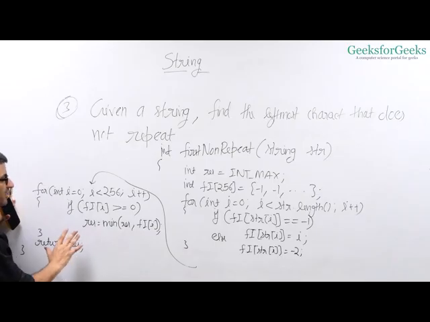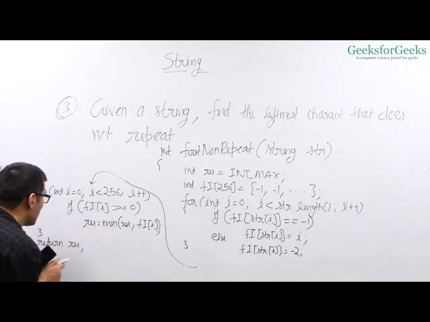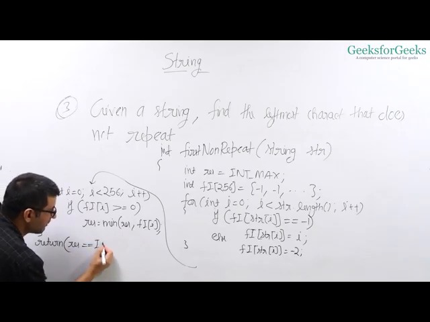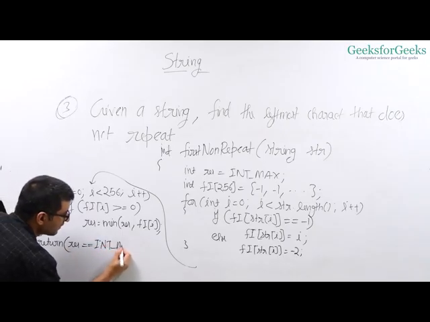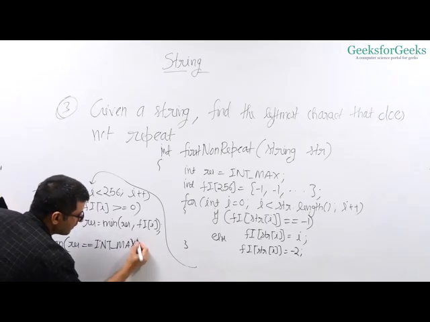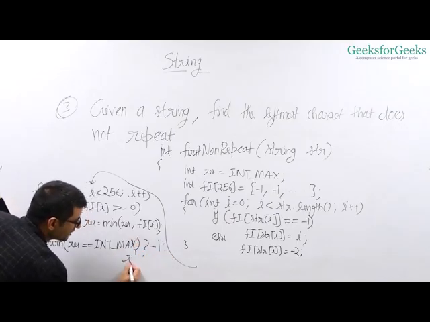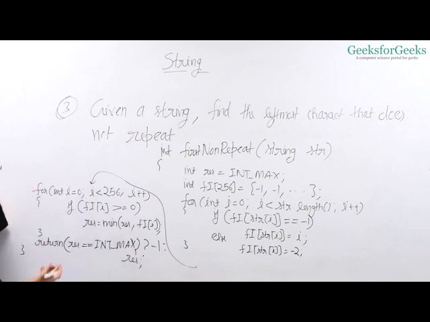So that's how I find the result. Here I can add one more check. If result is int max, then return -1. Otherwise return result, because they might be all repeating characters.